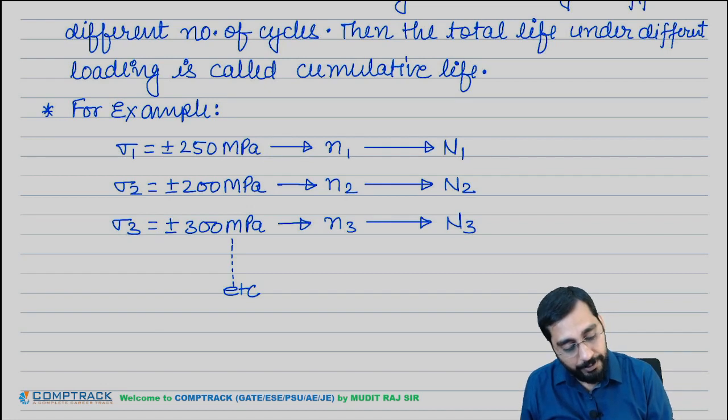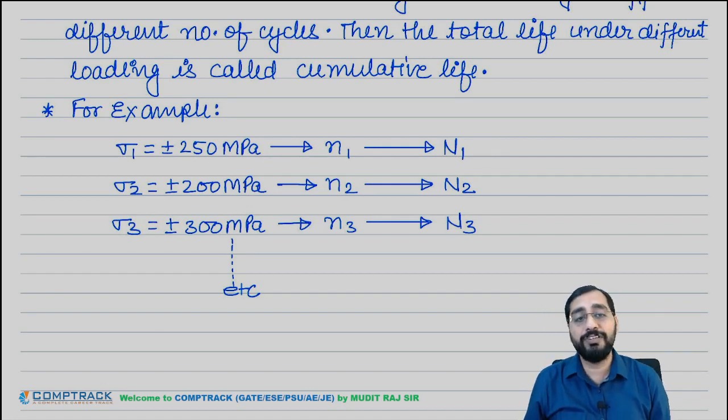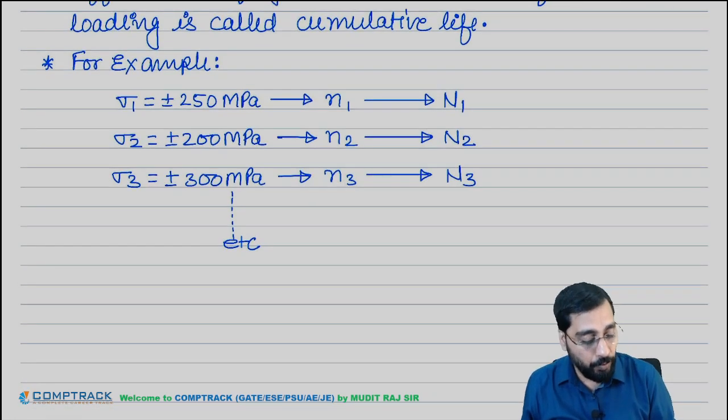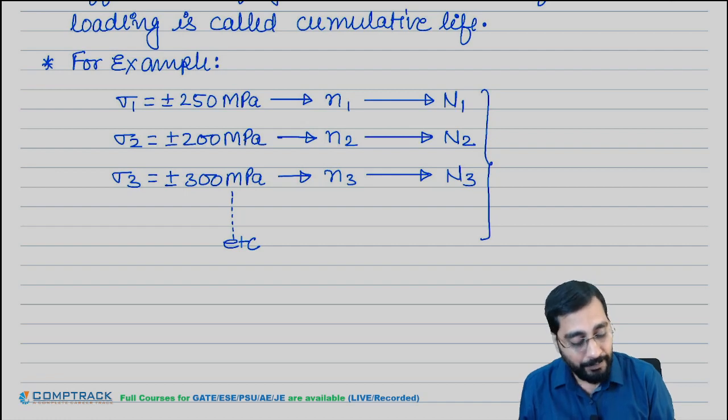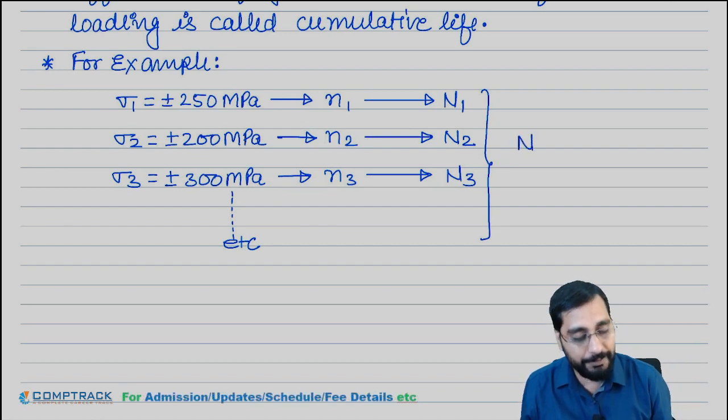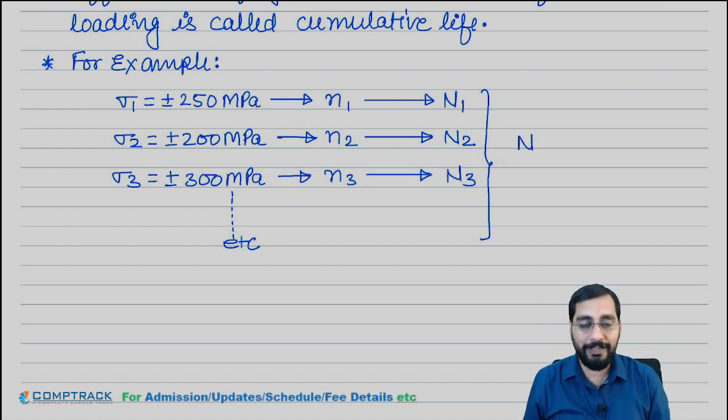So here the stress value is continuously changing. The total life of the member will be given by the sum of all these small n1, small n2, like this. So total life will be capital N.